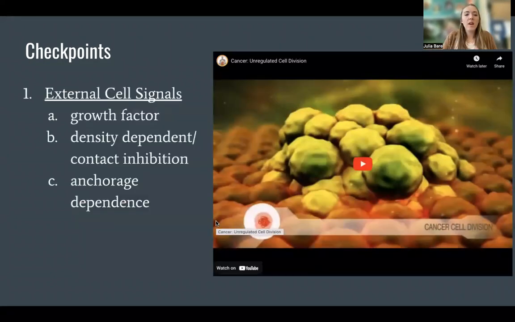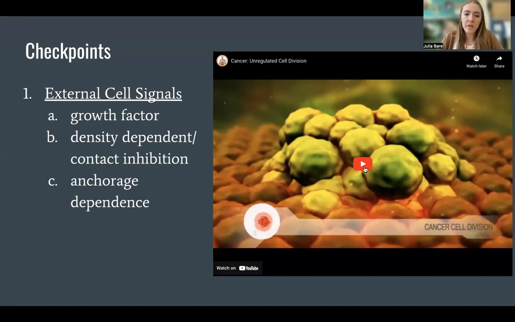So the first thing that we're going to talk about is the external cell signal. So what are the things coming from outside of the cell, triggering something within the cell that is going to cause the cell cycle to stop? Those three things are growth factors, density dependent inhibition, also called contact inhibition, and anchorage dependence. These are all things that can limit the amount that a cell can reproduce.